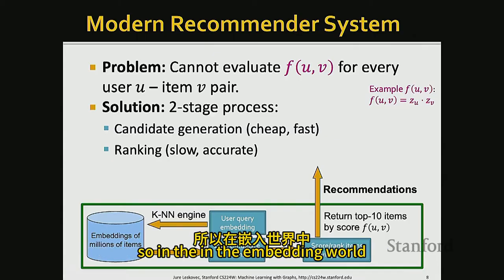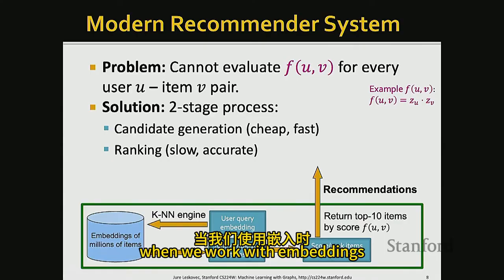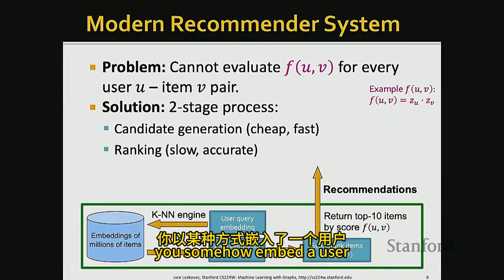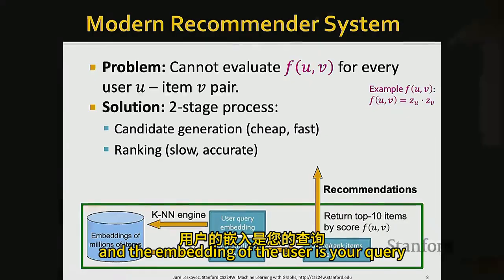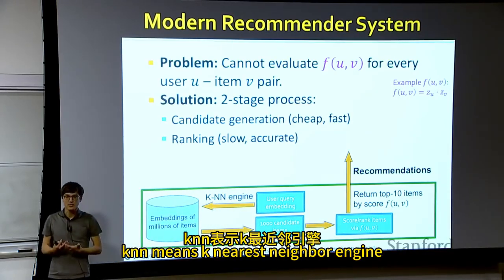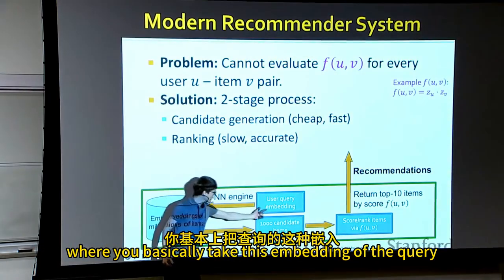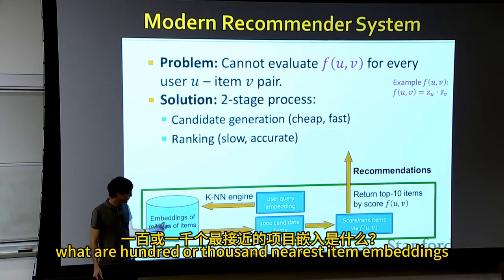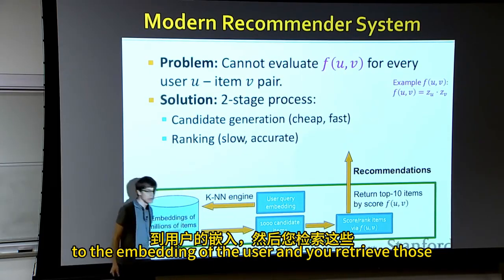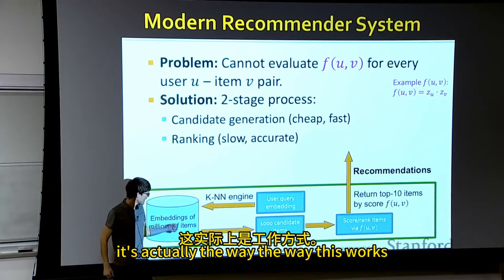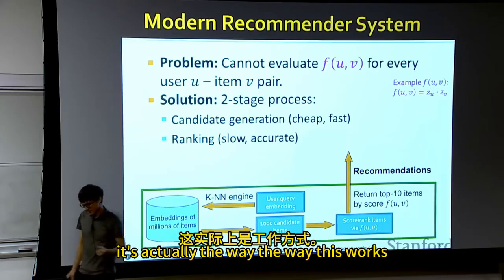In the embedding world, the idea is that you embed a user, and the embedding of the user is your query. Then you have a KNN, K nearest neighbor, engine, where you take this query embedding and ask what are the 100 or 1,000 nearest item embeddings to the embedding of the user, and you retrieve those. So this is like a high-dimensional search engine. That's actually how it works.